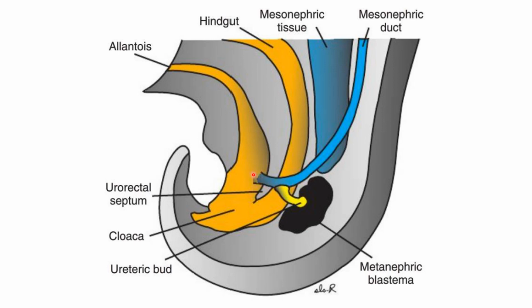Just before it opens here, it gives off a bud, and that bud will be known as the ureteric bud. This ureteric bud will be growing into the metanephric blastema over here, and this metanephric blastema will be giving rise to the excretory tubules of the kidney. This ureteric bud will be giving rise to the collecting system, the major and minor calyces, the pelvis of the kidney. So I want you to focus on this particular area.